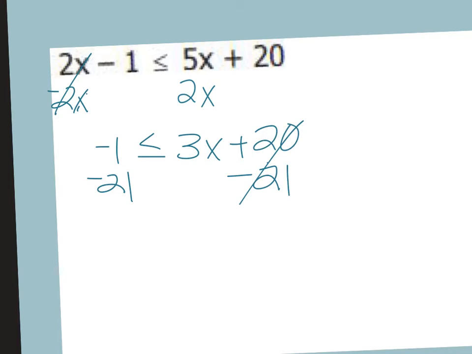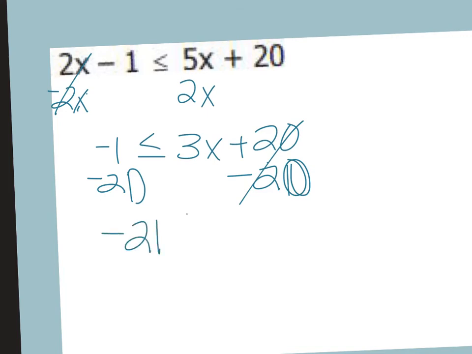Why did I do 21? I guess I got ahead of myself. Y'all know what I mean? It's a 0, it's 20. All right, so it becomes negative 21. I don't know what is wrong with my stylus today. All right, let's try this again.